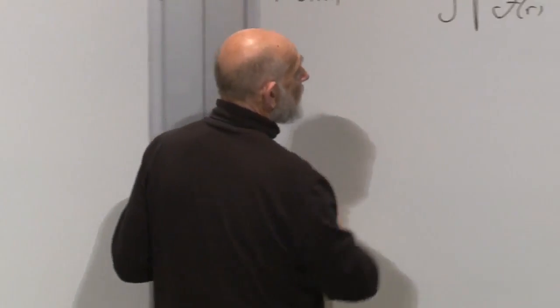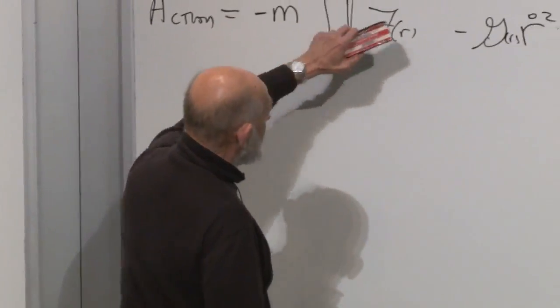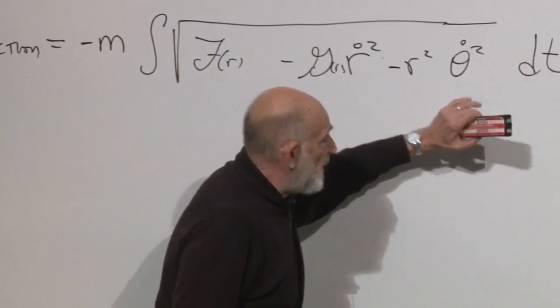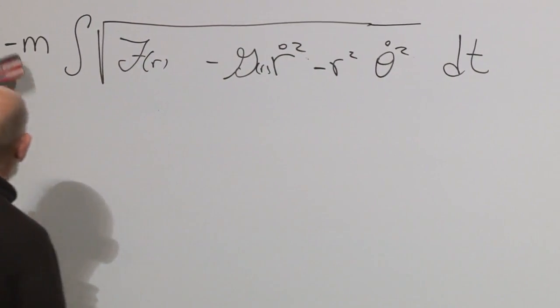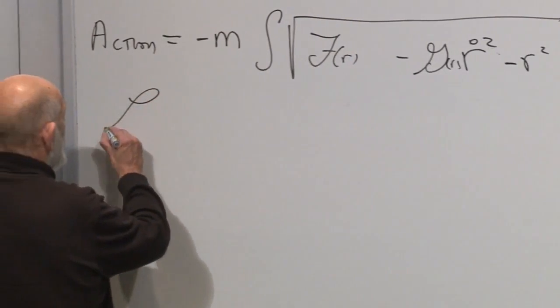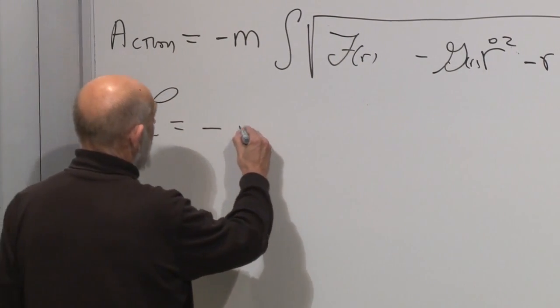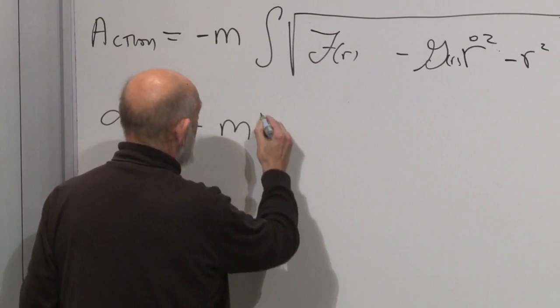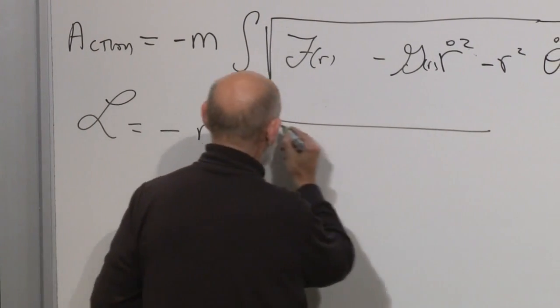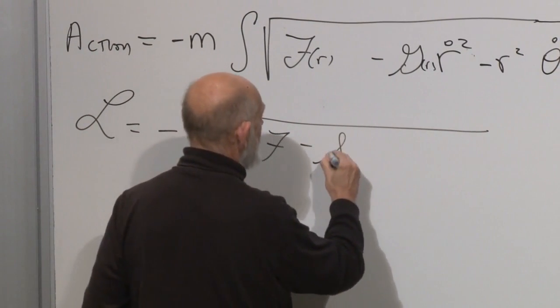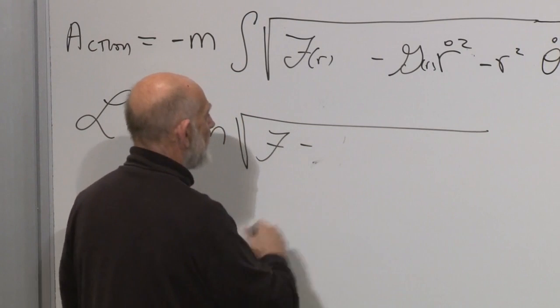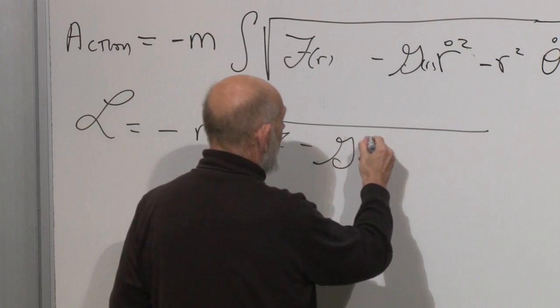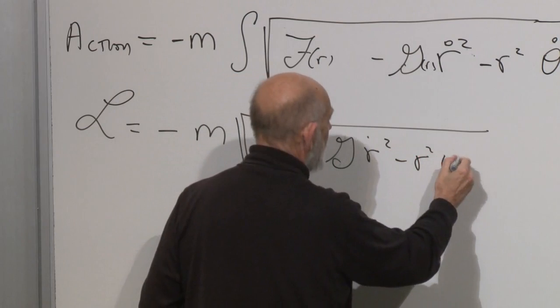All right, so what do we read off the Lagrangian? The Lagrangian is just the thing inside the integral. The Lagrangian, let's call it script L, contains the factor minus m, times the square root of f minus g, whoops, not s, but g, r dot squared minus r squared theta dot squared.